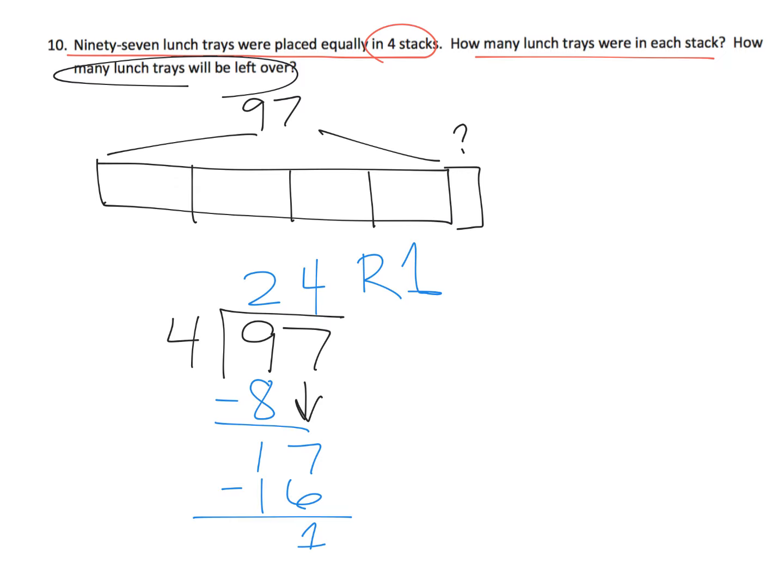So how many lunch trays are in each stack? Well, the answer is 24. There's going to be 24 here, 24 here, 24 here, 24 here. And how many left over? Because that's not exactly 97. There's going to be one little lunch tray left over. And that's what 24 remainder 1 means.